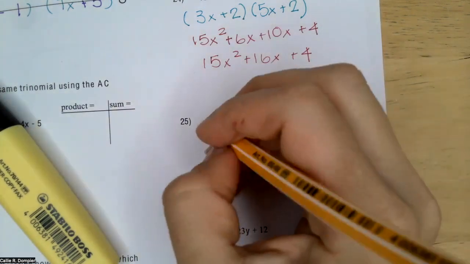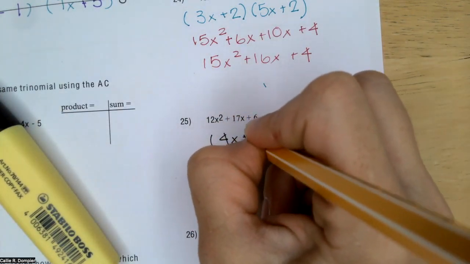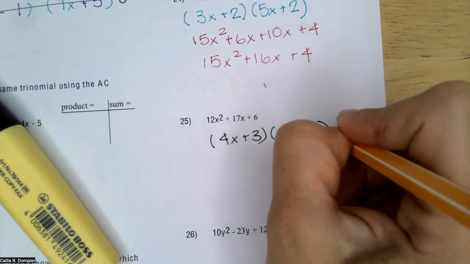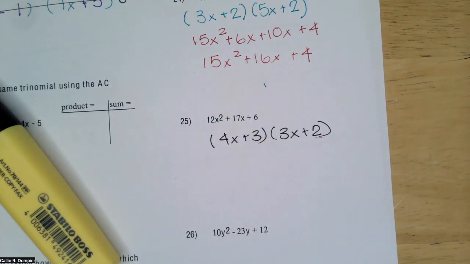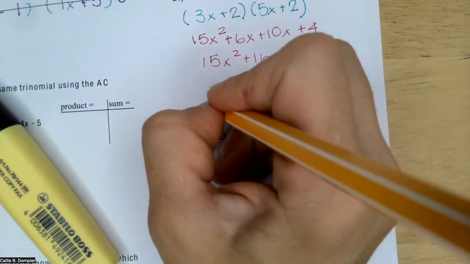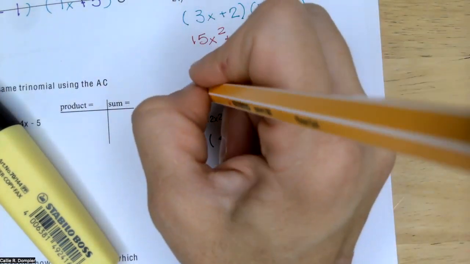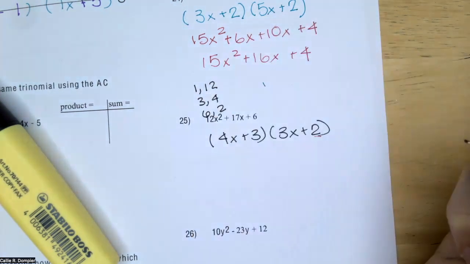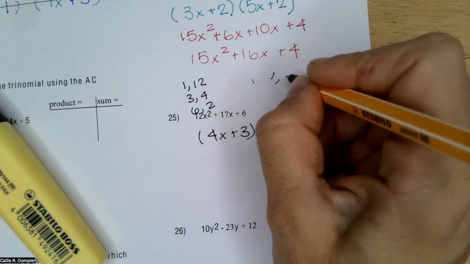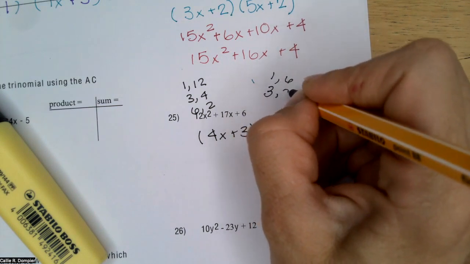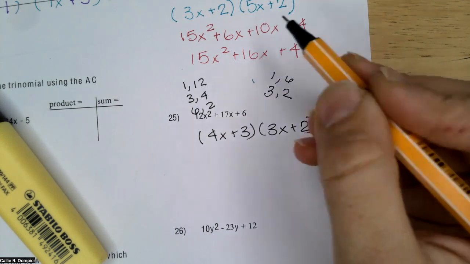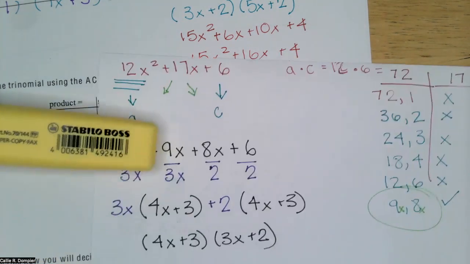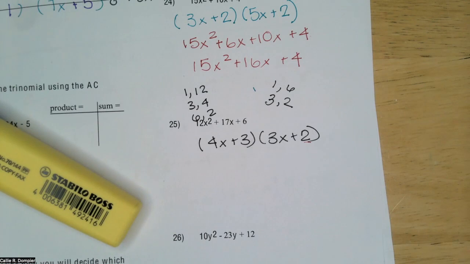Good? And you can go back and work it out, FOIL it out to make sure that it does equal 12x squared plus 17x plus 6. You're also welcome to just say, well, the factors of 12 are 1 and 12, 3 and 4, or 6 and 2. And then the factors of 6 are 1 and 6, 3 and 2, right? And then just mix and match until you find it. Or you can do factoring by grouping. Up to you, okay? Factoring by grouping is called the AC method.